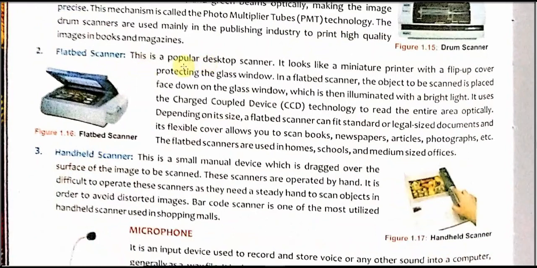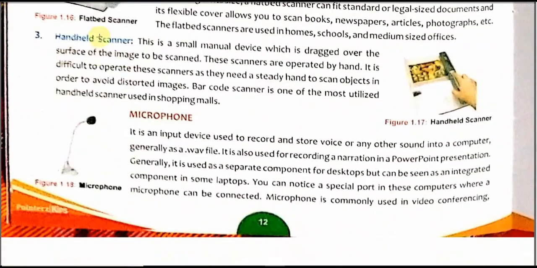The second type of scanner is a flatbed scanner. This is a cheap scanner. This is a commonly used, popular desktop scanner. It is like a box. You keep the picture here, close the door, and press the button, and it will scan the document and produce its image.